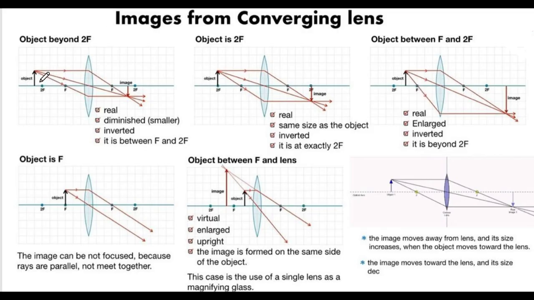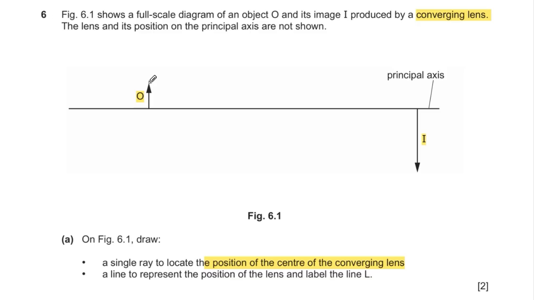For a converging lens, a ray that passes through the center of the lens goes to the image and is undeviated. You can see from this image as well. So I'm going to draw a ray from the tip of the object to the tip of the image, and wherever it crosses the principal axis is the center of our lens. I'm drawing a line over here to represent that this point is my lens.